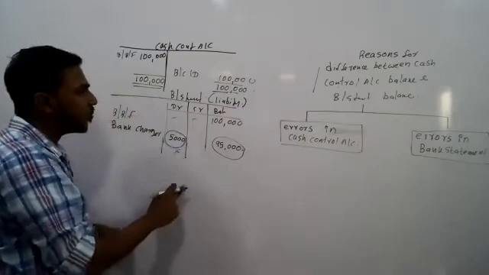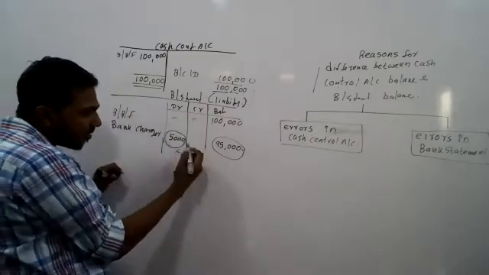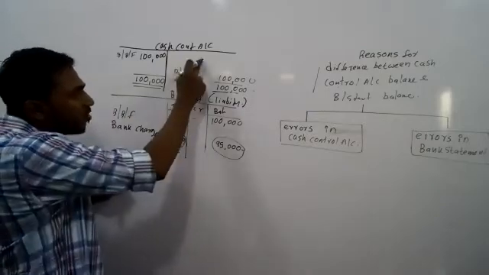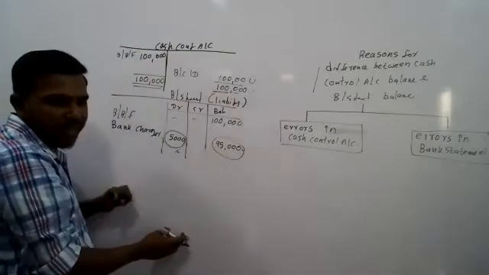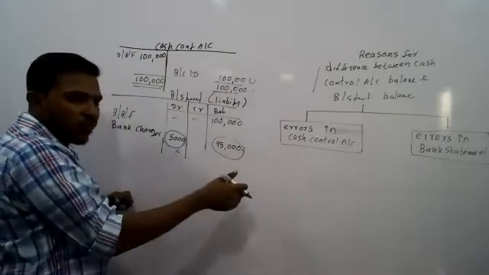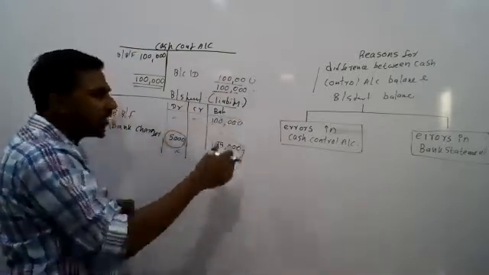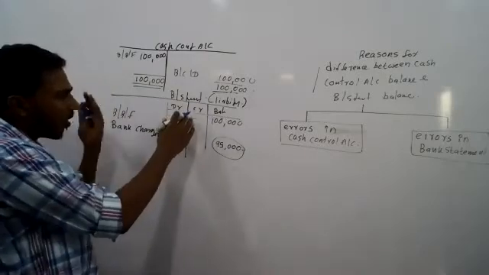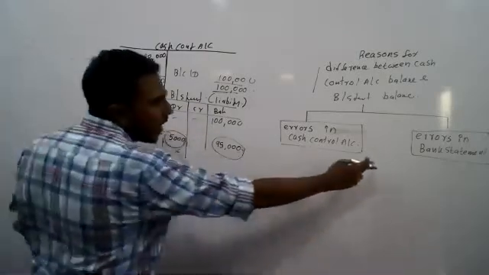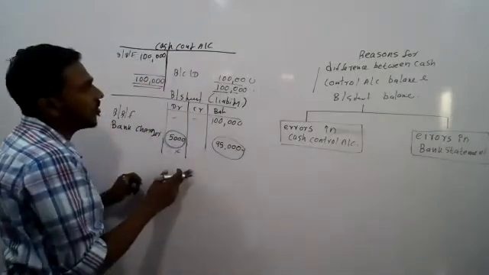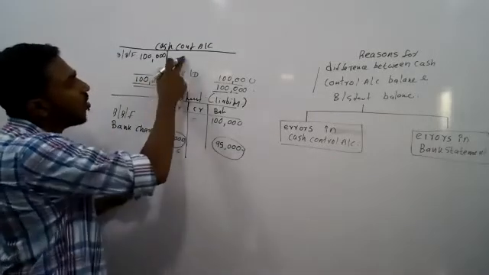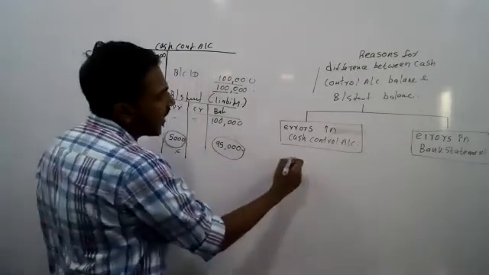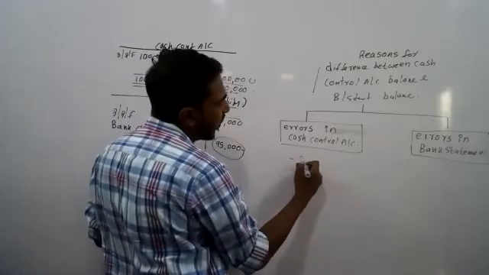How come this difference? Because the bank statement recorded this, but the cash control account didn't record it. I said the error goes to the person who has not recorded it. This was recorded by the bank statement, so it's not an error in the bank statement. But this was not recorded by the cash control account, so it's an error in the cash control account. So it's what? Bank.